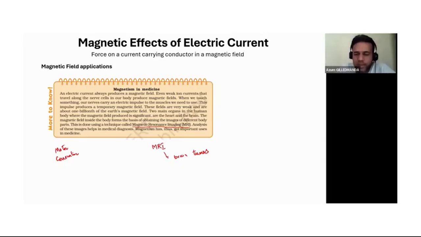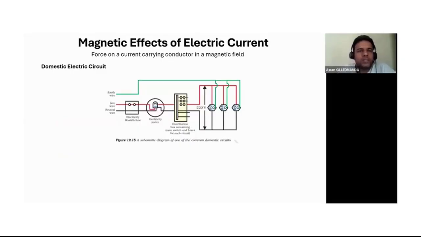Okay, all right, guys. Then let's also look at the domestic electric circuit, right? In our household, we already learned in electricity that all the household connections are in which, series or parallel. Guys, if you recall, it is parallel. Household connections are connected in parallel. Why are they connected in parallel?